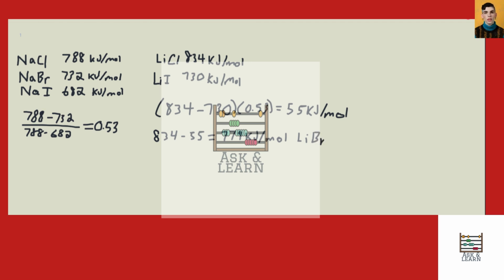Now we're going to do something similar for our cesium. So let's get our cesium values here. So cesium chloride, 657 kilojoules per mole, and cesium iodide, 600 kilojoules per mole.